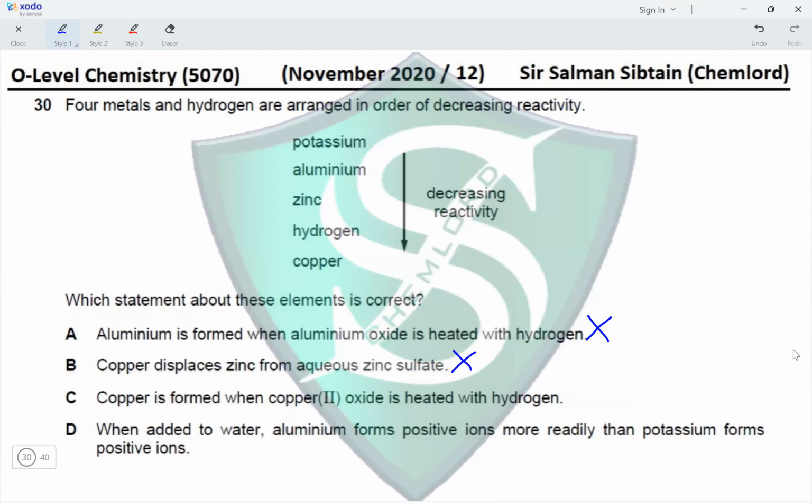Copper is formed when copper 2 oxide is heated with hydrogen. Yes, because copper is less reactive than hydrogen, hydrogen will displace copper from copper oxide, forming copper metal and water. And last, when added to water, aluminum forms positive ions more readily than potassium forms positive ions. Potassium will react with water, forming potassium hydroxide. Aluminum, being amphoteric, will not react with water. So this makes option C the correct option for this question.